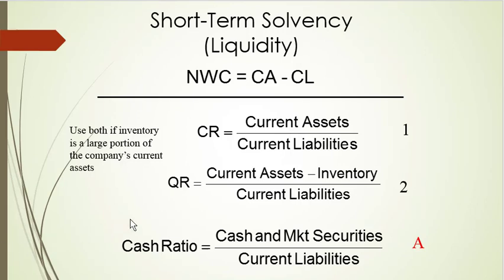The quick ratio is more conservative. It's more conservative in that it subtracts inventory from current assets. Inventory is the hardest asset to convert to cash. So when we subtract that out, we get a much more conservative picture. The cash ratio is the most conservative. Basically, the cash ratio says, look, how much cash do you have right now to pay all the bills that you currently owe on the balance sheet? So it's very conservative and very restrictive.